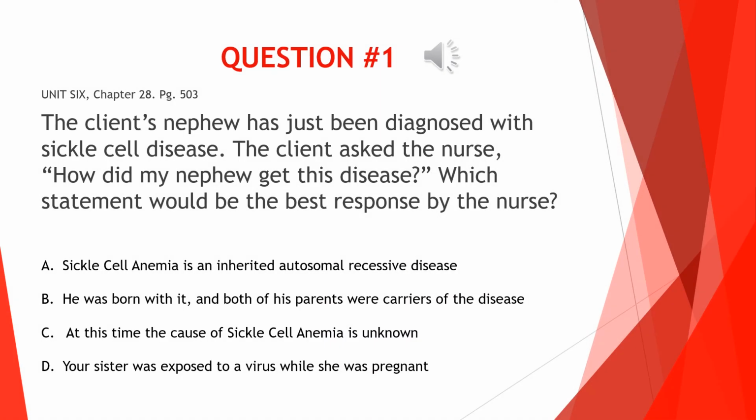Question number 1. The client's nephew has just been diagnosed with sickle cell disease. The client asked the nurse, "How did my nephew get this disease?" Which statement would be the best response by the nurse? A. Sickle cell anemia is an inherited autosomal recessive disease. B. He was born with it and both his parents were carriers of the disease. C. At this time, the cause of sickle cell anemia is unknown. D. Your sister was exposed to a virus while she was pregnant.